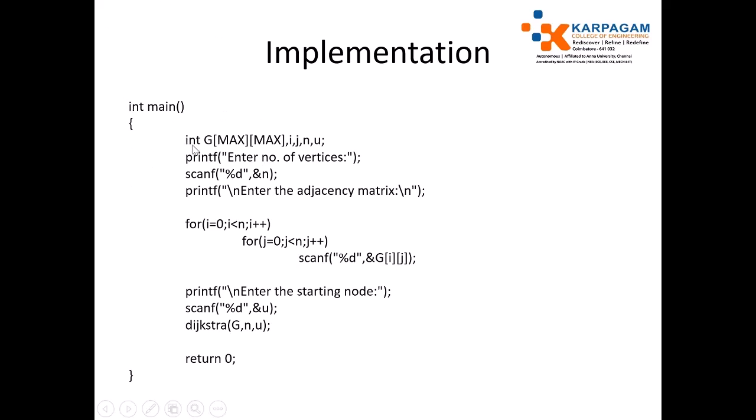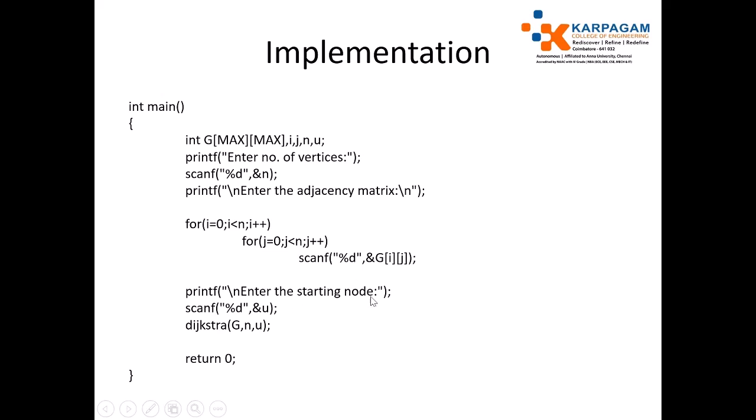Here I have used an adjacency matrix for simplicity, a 2-dimensional array which records which nodes are connected by edges. The association between the vertices is stored using the adjacency matrix. For looping, I use i and j, n for the number of vertices, and u for the source vertex. We get the number of vertices and use two loops for filling the adjacency matrix. If there is a connection, it is set as 1, otherwise it is set as 0.